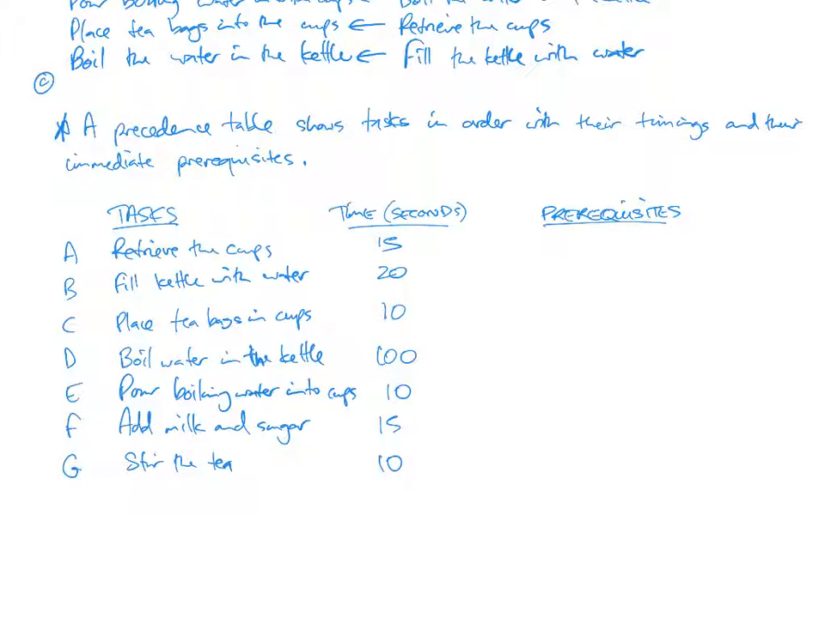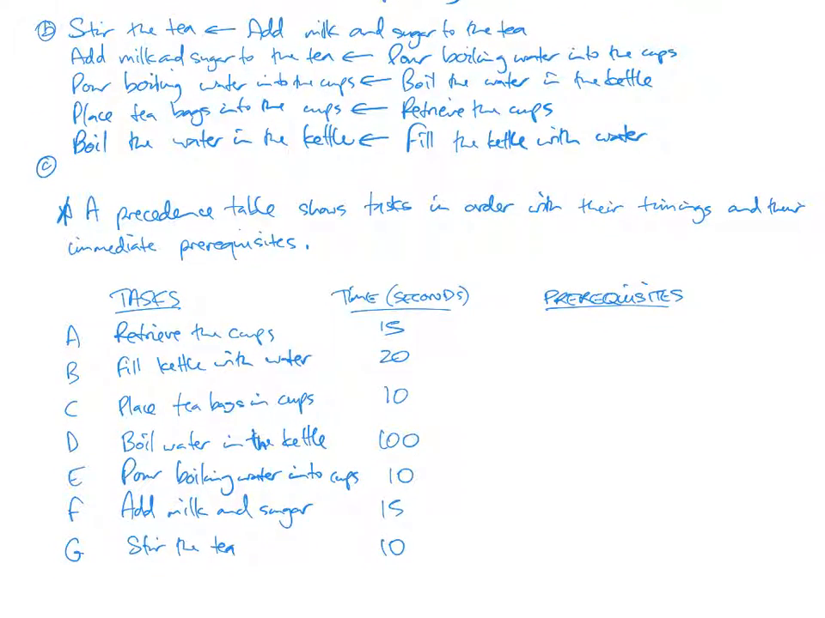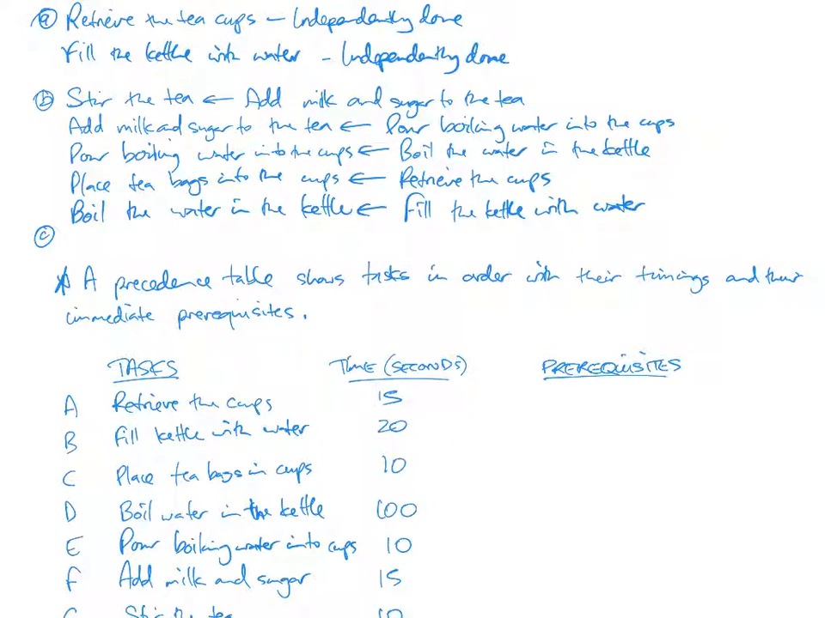And so lastly, prerequisites, because we already thought about it as part of the question, we have the info right there. So what would I need to do, and thinking about the independent as well, we put retrieving the cups and fill the kettle with water right at the start of this table because they were independently done. They didn't depend on anything, so they have no prerequisites. Placing tea bags in the tea cups, well, that relies on having retrieved the cups in the first place. Otherwise, I wouldn't have cups to put the tea bags in.